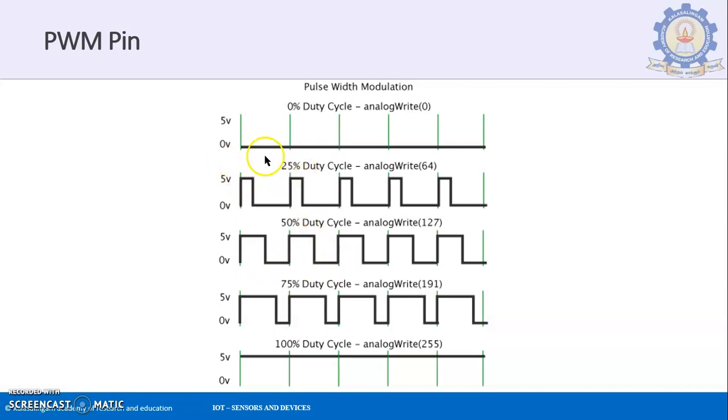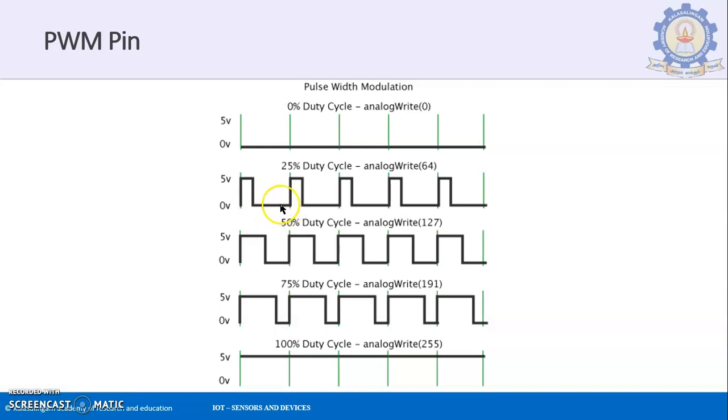Look at this condition, 25% duty cycle. It is getting the signal only for this much time. Remaining time it is off. Then again it is on over here. Then remaining time it is off. So you can understand that over here the brightness of the LED is going to be very low because it is getting the 5 volt for very less duration of time. That is the concept over here.